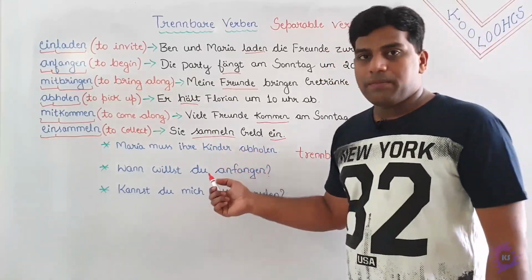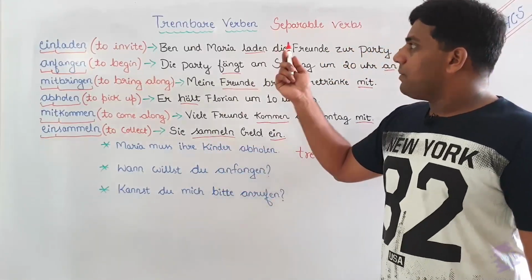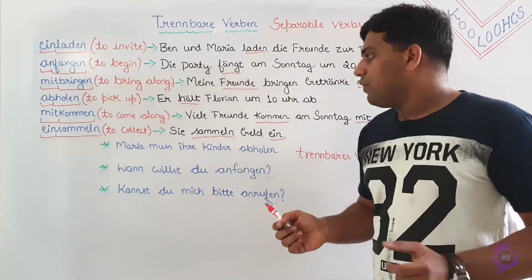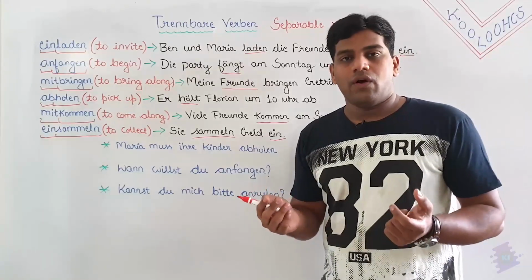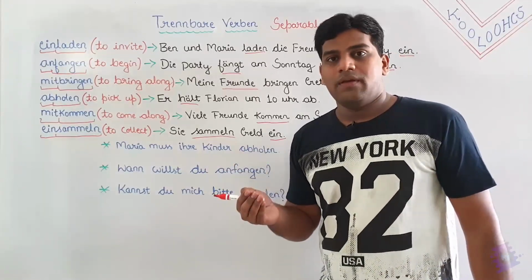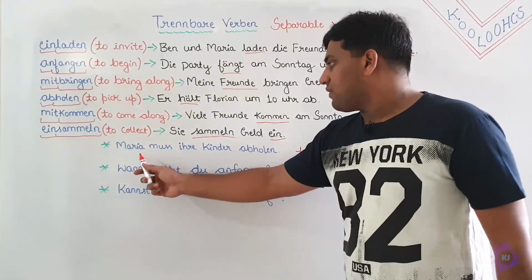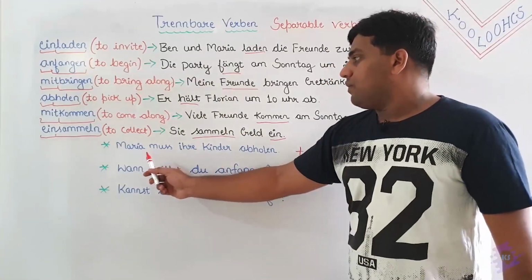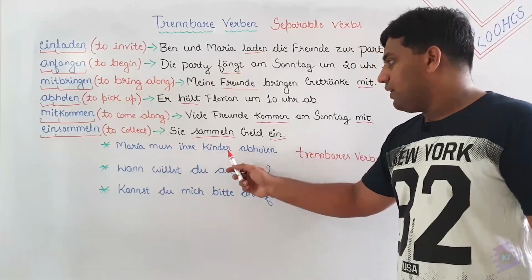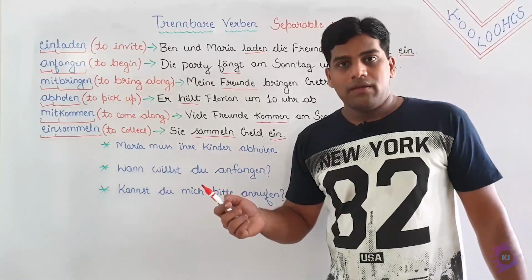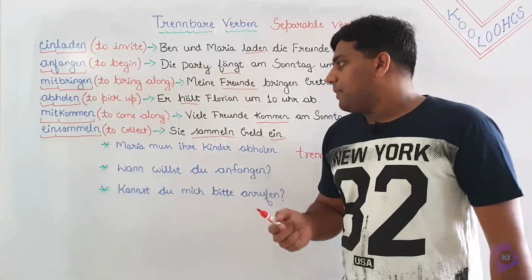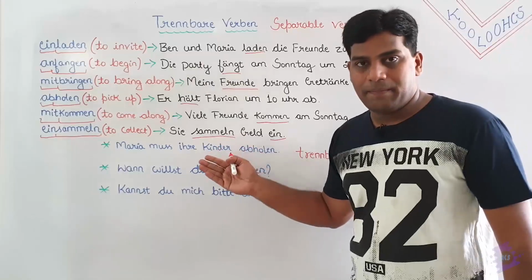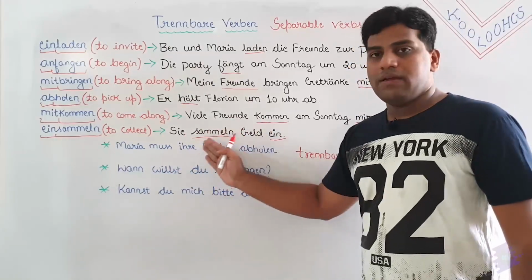Here I have a few more examples. These are separable verbs with modal verbs. Modal verbs I have introduced in my earlier session. So let us see how to grammatically use them in a sentence. Here is an example with a modal verb and a separable verb. Maria muss ihre Kinder abholen. That means Maria, a name of a person, must pick up her kids.